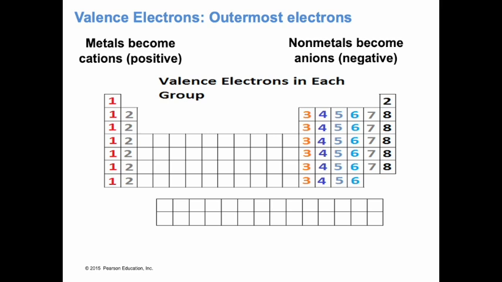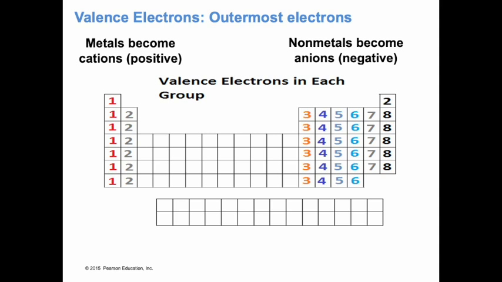So the reason they're in a family, the reason that lithium reacts with water, and sodium reacts with water, and potassium reacts with water, and they all do the same thing, is because they all have 1 valence electron. It's that 1 valence electron that determines the way that they are going to react with other substances. The next group, the alkaline earth metals, have 2 valence electrons.